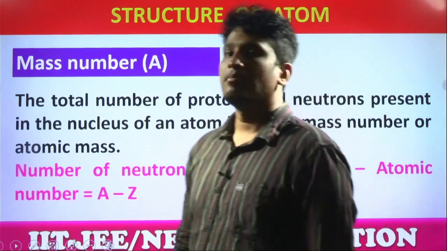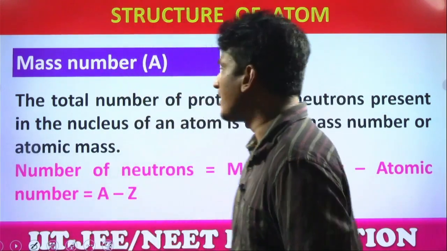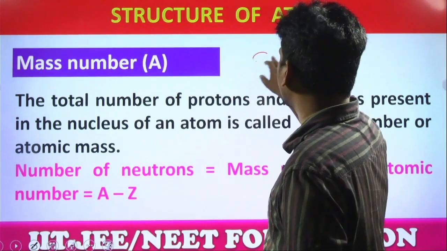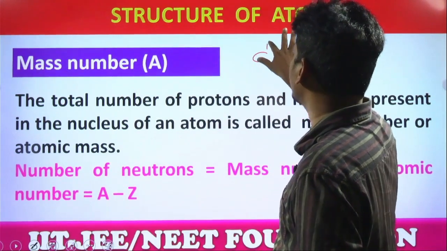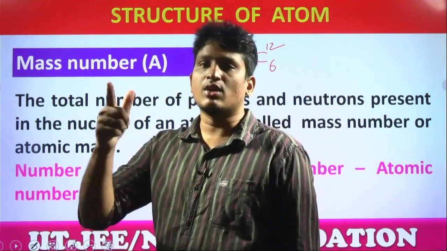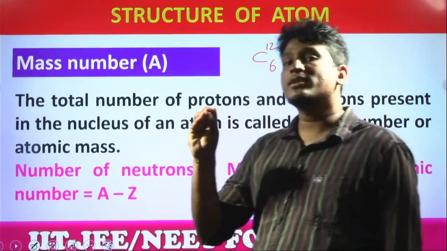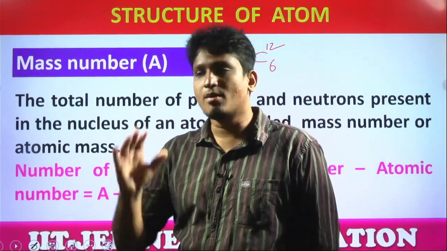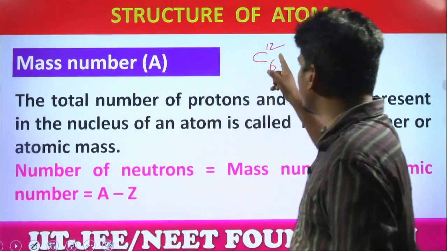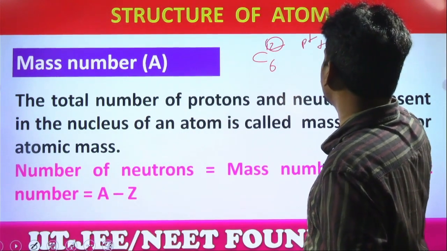Mass number. Mass number is indicated by A. The sum of protons and neutrons is called the mass number, students. For example, carbon has atomic number 6, and mass number is 12. Protons plus neutron count is the mass number. And where to indicate mass number? Always at the superscript position, top position, right? And this number indicates protons plus neutrons.